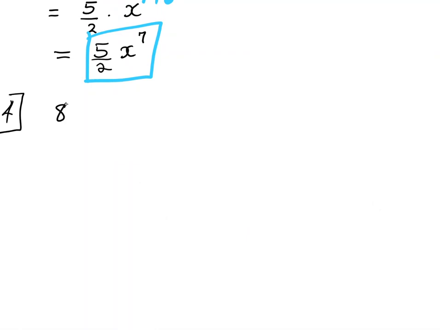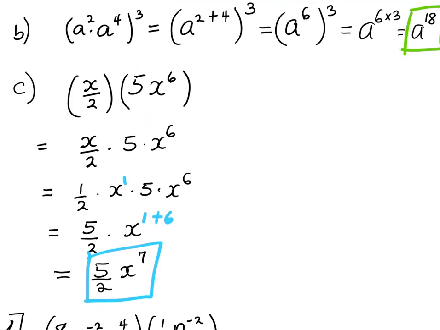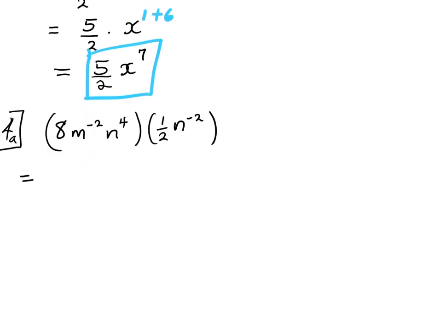So if we have 8m raised to the power of -2, then n raised to the power of 4, and we multiply, so let us call this the first one, and we multiply this by something like half times n raised to the power of -2. Well, how do we solve this? So let us use the same approach as we had under example 3c.